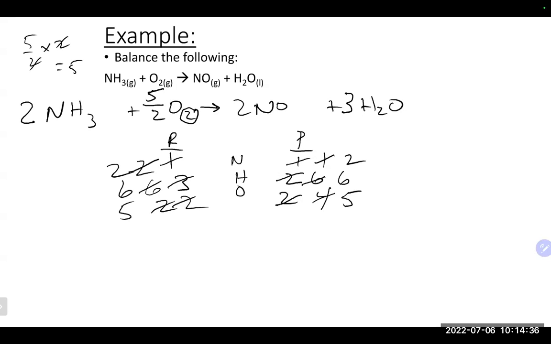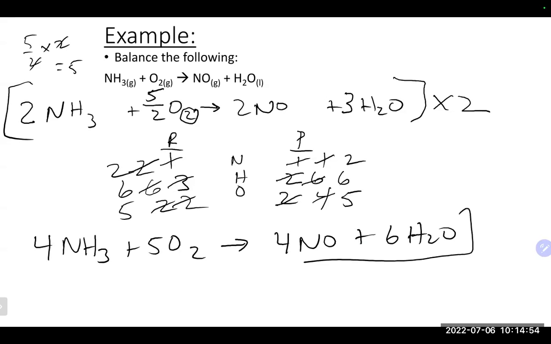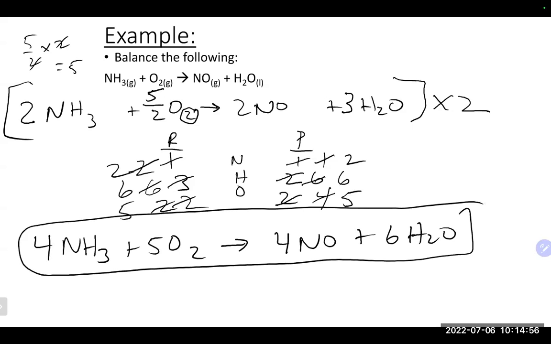do need to clear. So we're going to multiply the entire thing by the denominator, which is 2. And that would give us 4 NH3 plus 5 O2 yields 4 NO and 6 H2O here. And once again, we should still be balanced. We got 4 nitrogens on each side. We got 12 hydrogens on each side. And we have, in terms of oxygen, 10 on each side. 10 over there, 4 and 6 here gives us 10 oxygens.